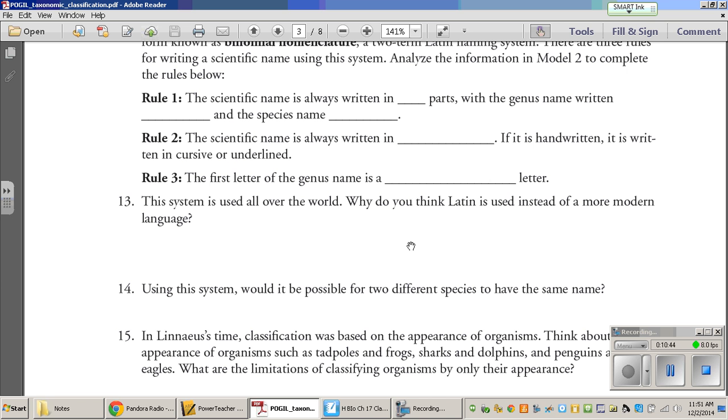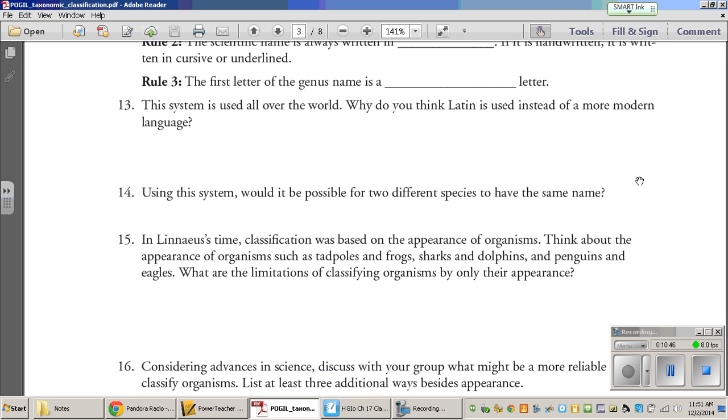Okay, where are we at? 14? Using the system, would it be possible for two different species to have the same name? No.